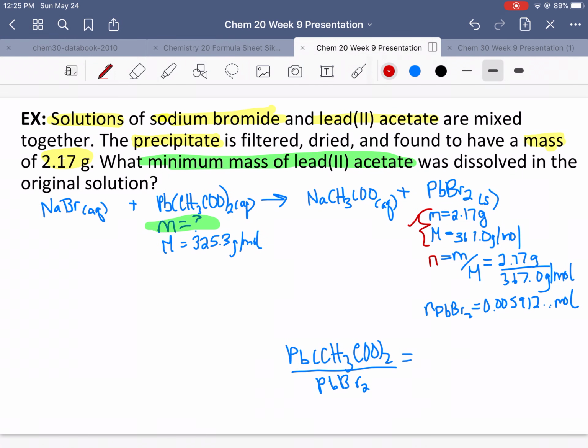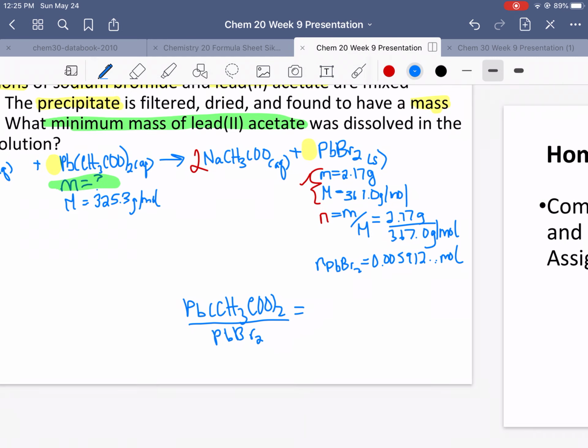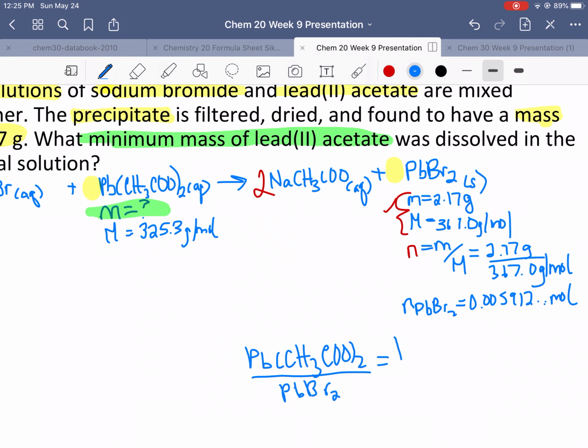I forgot to balance. We have to balance every time. So 2 here, my bromides are going to have 2. Okay, this is a nice, lovely, easy ratio. It is a 1-to-1 ratio. 1-to-1 ratios are lovely because they end up being the exact same number. The mole stays consistent. How do I know? Well, you can prove it.